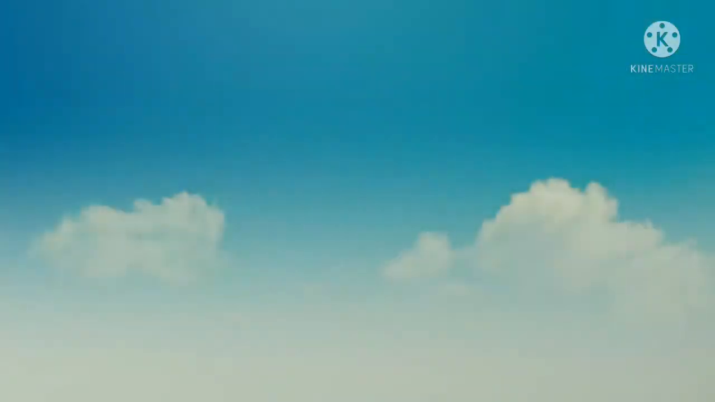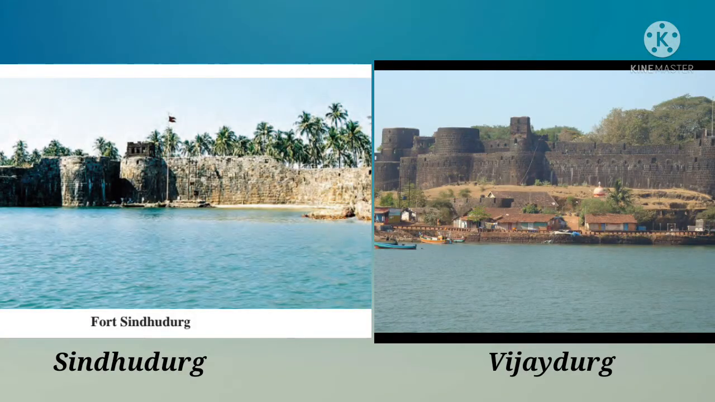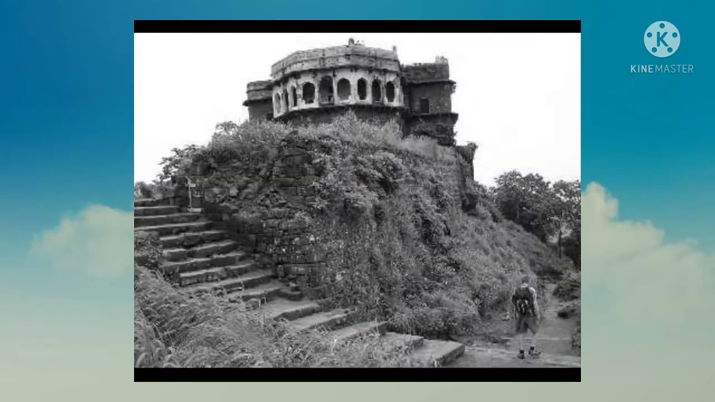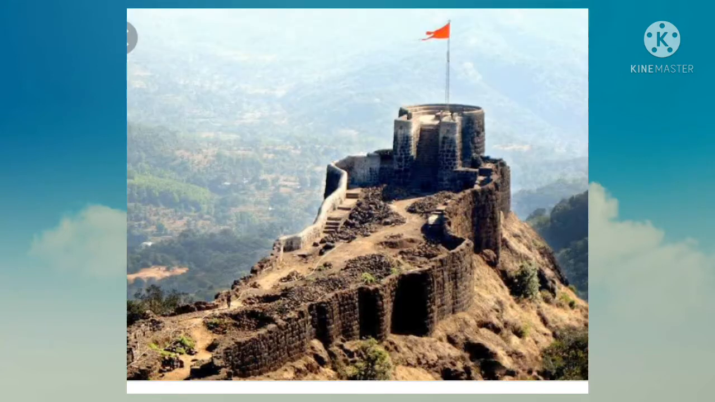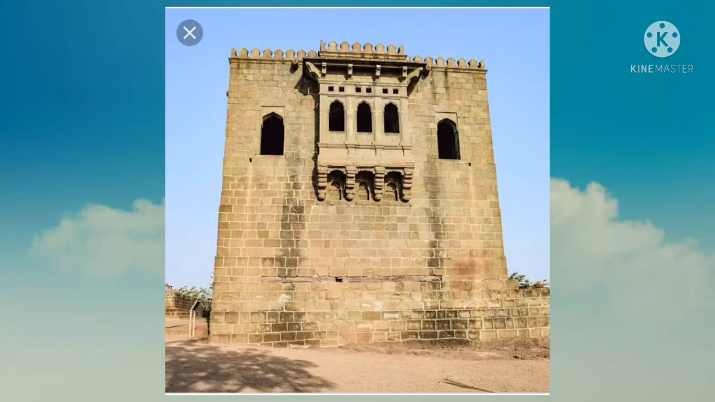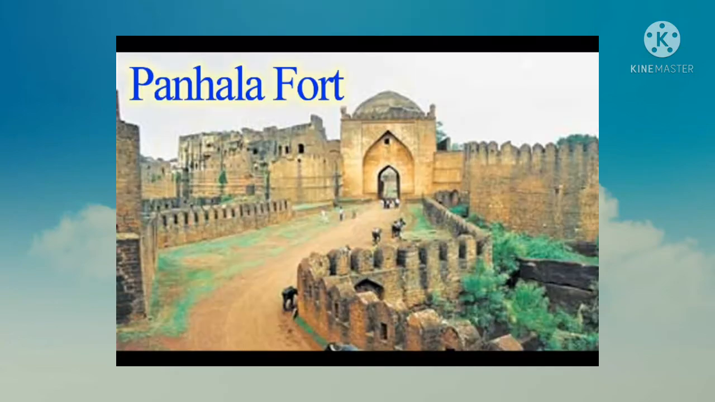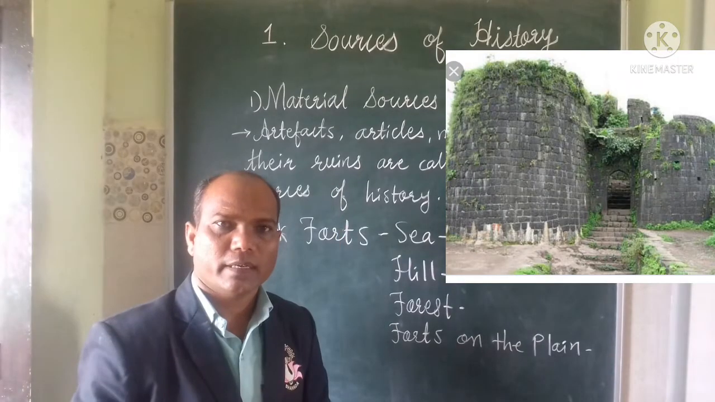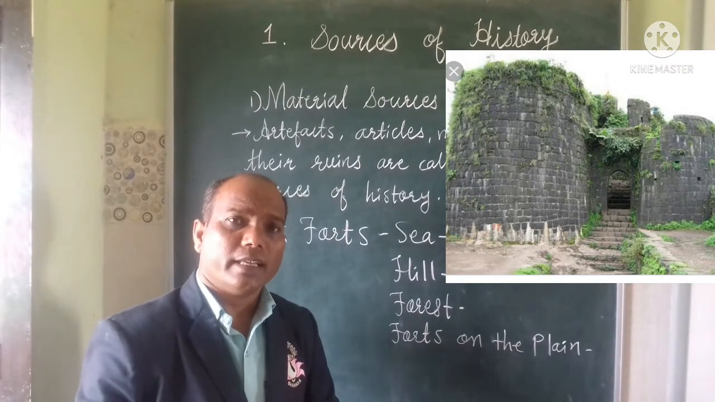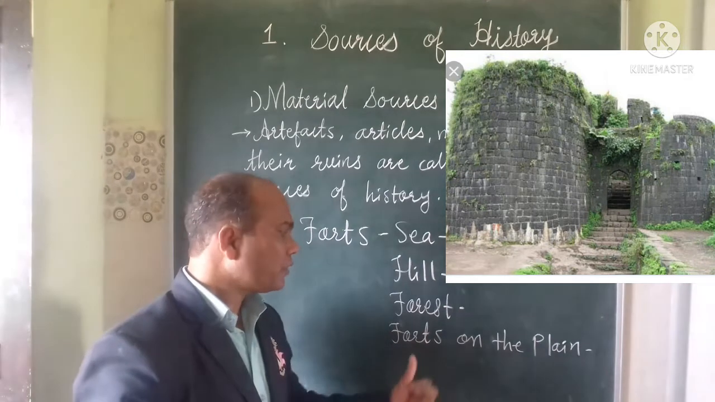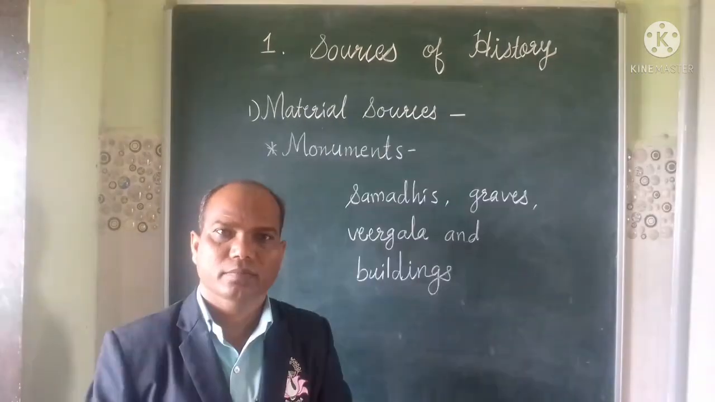Examples of sea forts: Sindhudurg and Vijayadurg are the examples of sea forts. Daulatabad Fort and Pratapgarh Fort are the examples of hill forts. And the examples of forest forts are Shivneri and Panhala. Next, Purandar is the example of forts on the plain.